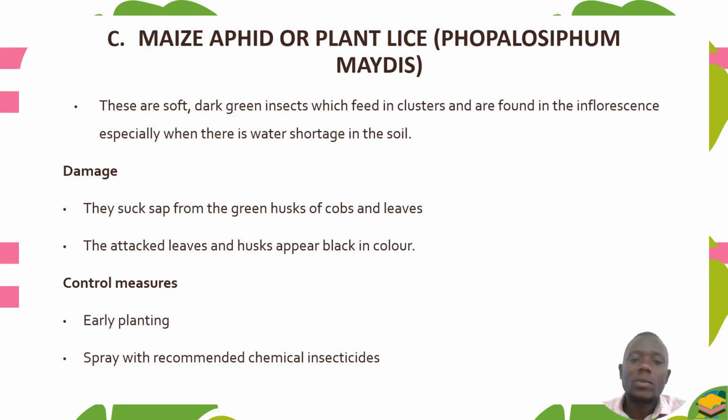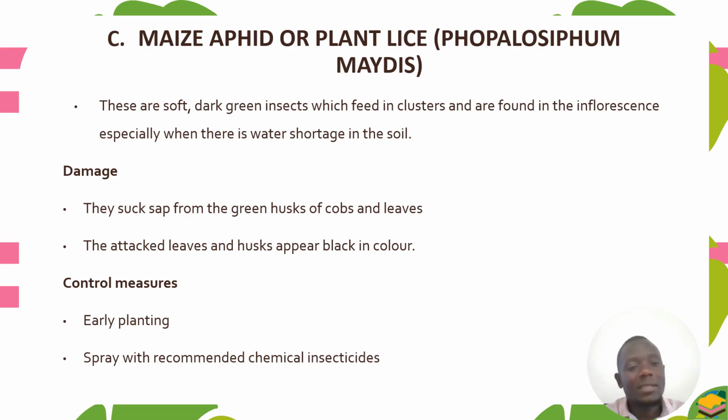So let's look at this one. Another pest is the maize aphid or plant lice. Maize aphids or plant lice are soft, dark green insects which feed in clusters. They feed in a group and are found in flourish, especially when there is water shortage in the soil. So when there is water shortage in the soil, you find that there will be maize aphids or plant lice.